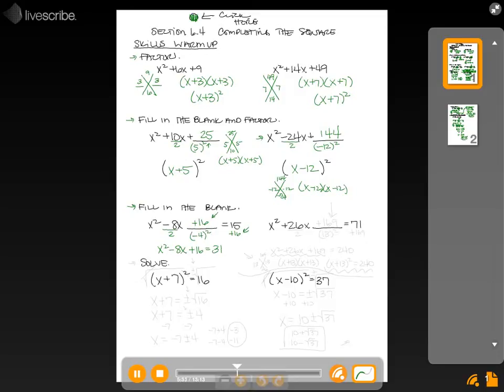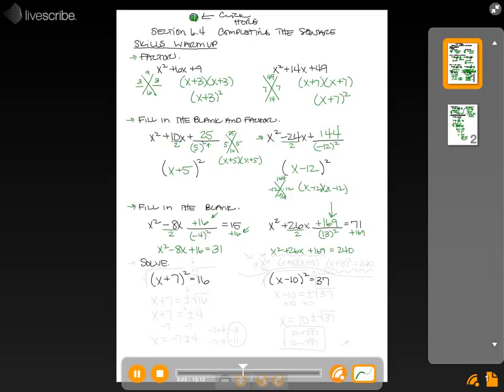So let's look at our next example. We're going to fill in the blank again. So we cut this in half. 26 divided by 2 is 13. We're going to square that. 13 squared is 169. So I added that here. That means I have to add 169 to the other side. So I end up with x squared plus 26x plus 169 equals, and then I have 71 plus 169 is 240.